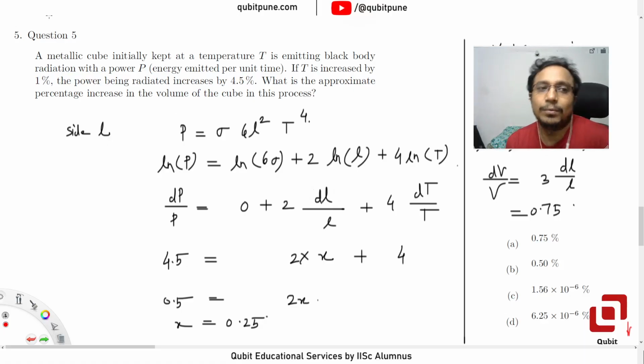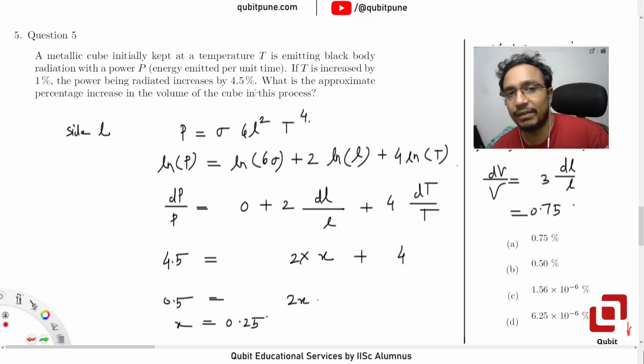A metallic cube initially kept at a temperature T is emitting black body radiation with a power P, energy emitted per unit time. If T is increased by 1%, the power being radiated increases by 4.5%. What is the approximate percentage increase in the volume of the cube in this process?